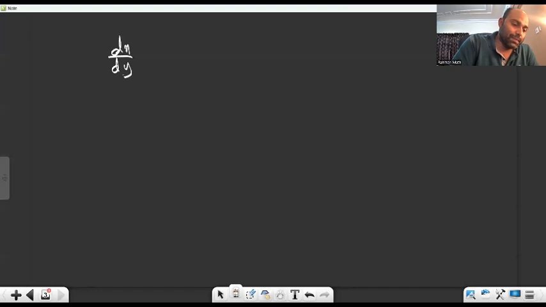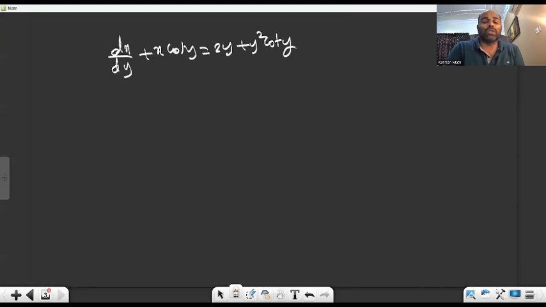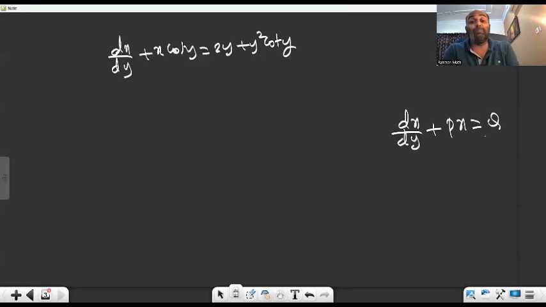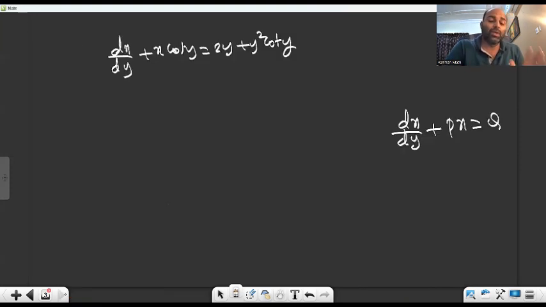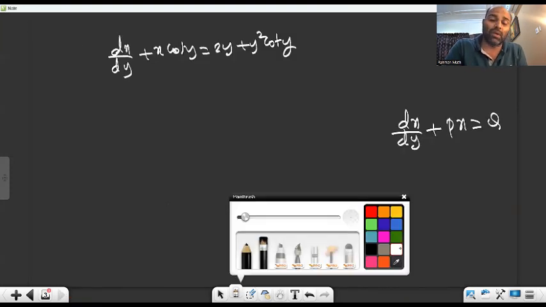dx by dy plus x cot y. See, the right side is completely y or constant. Right side completely y. So in such cases we have a standard form: dx by dy plus px equal to q. Previously it was dy by dx plus py equal to q, now it is px with dx by dy. So on the right side, at any cost, x should not be there. Here on the right side, at any cost, y should not be there. That's the thing. So it is in the form of this one already.